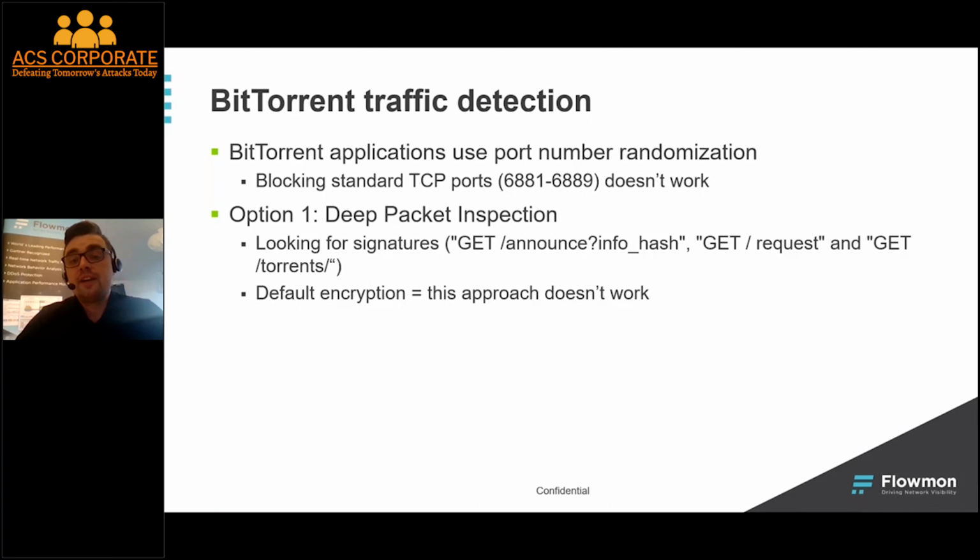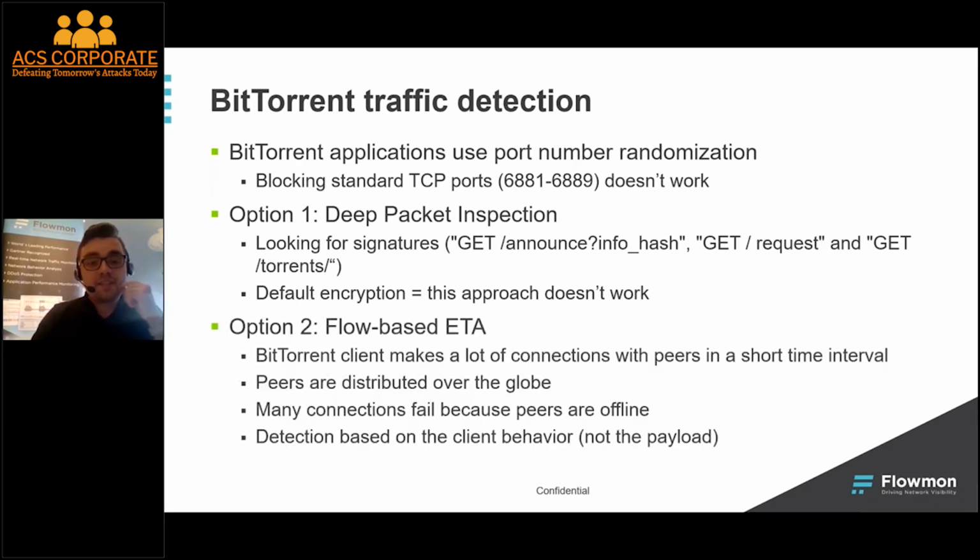There are some signatures which show that there is BitTorrent traffic, but this could work only in the case that there is no encryption in place. So if there is HTTP communication, we can apply this kind of signature approach, and we can look in Wireshark for these signatures, or some deep packet inspection solutions or packet analysis solutions can do this kind of analysis. But it simply doesn't work nowadays, because the default for almost all BitTorrent applications is that the traffic is encrypted. So that means using TLS.